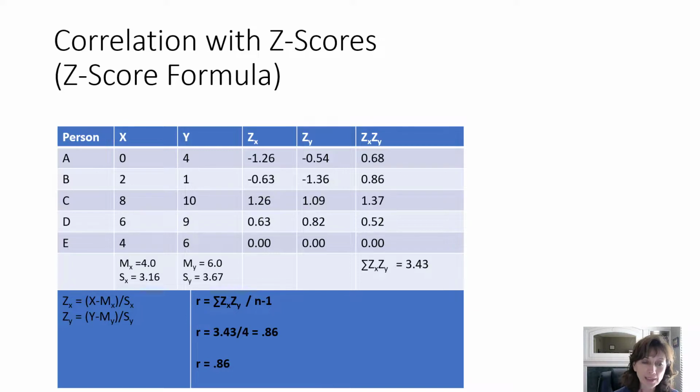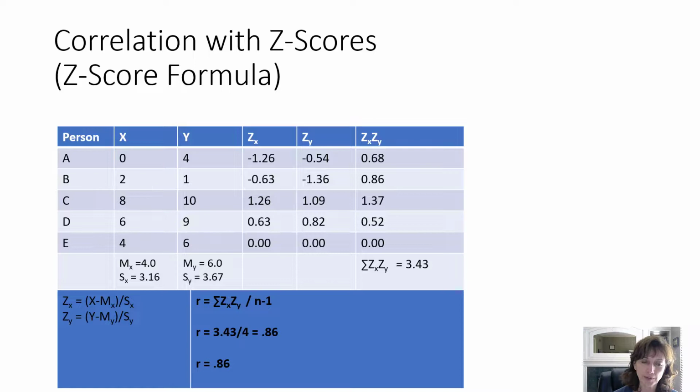so that we could calculate the z-scores for each x value and each y value. Now, you don't have to do this on your own. I'm just showing you that this formula down below, where r equals sigma zx times zy divided by n minus 1, is an alternative formula for Pearson's r if you happen to have z-scores instead of raw scores. And all I'm showing you with the zx and zy column and the x and y column is that I originally started with raw scores. I converted them to z-scores.